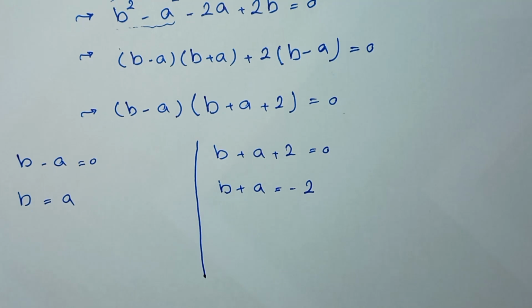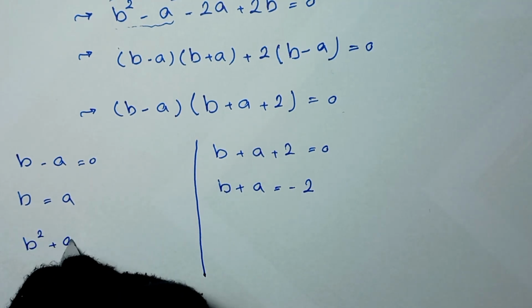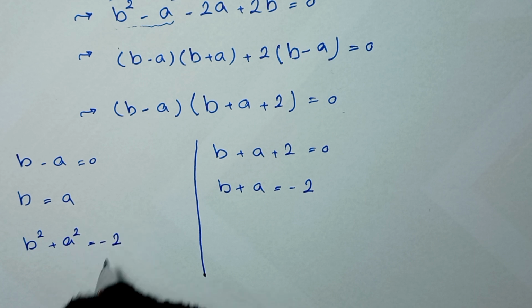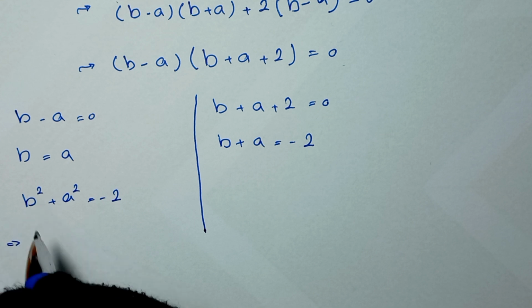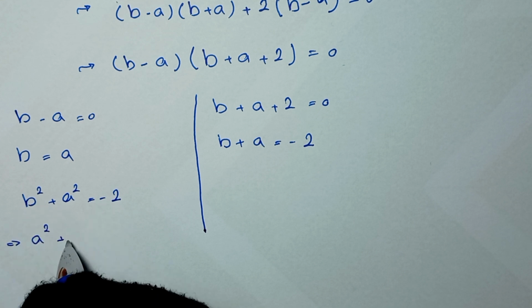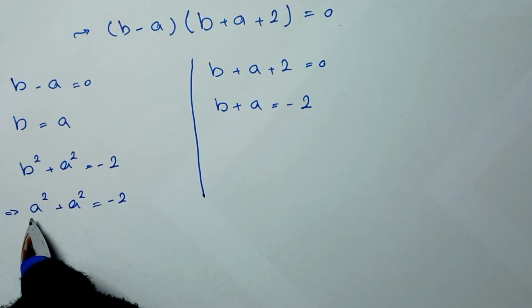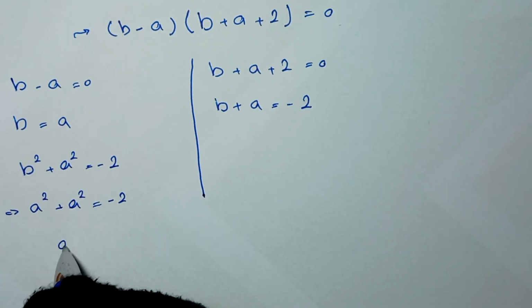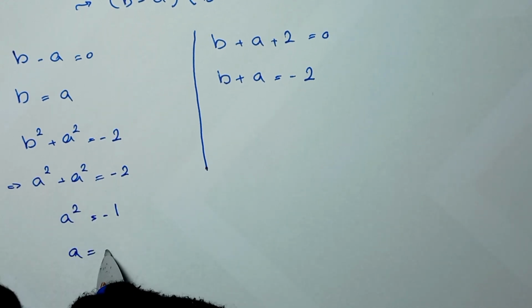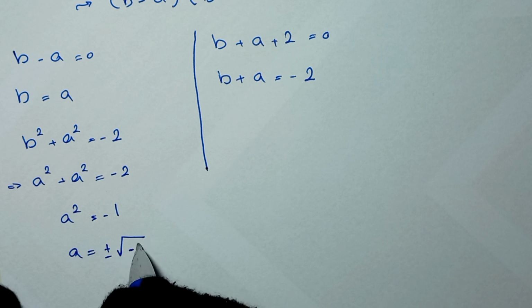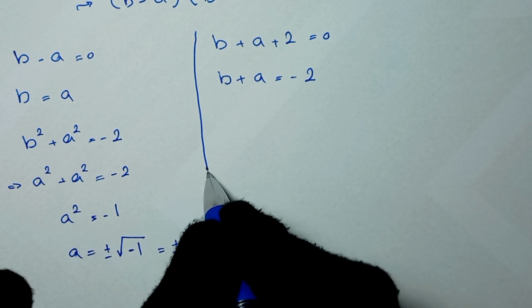So we write b square plus a square is negative 2. And b is equal to a, so we can write this b as a, and a square plus a square is equal to negative 2. And from here, 2a square, it will be negative 2, so a square, it will be negative 1, and a is equal to plus or minus the square root of negative 1. And this is equal to plus or minus i, right?